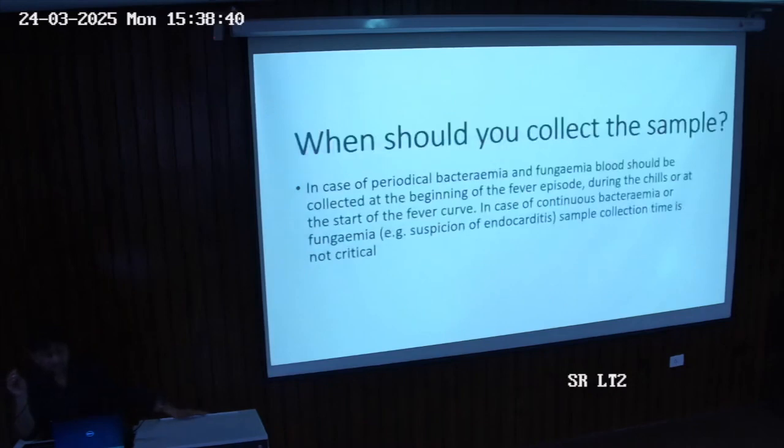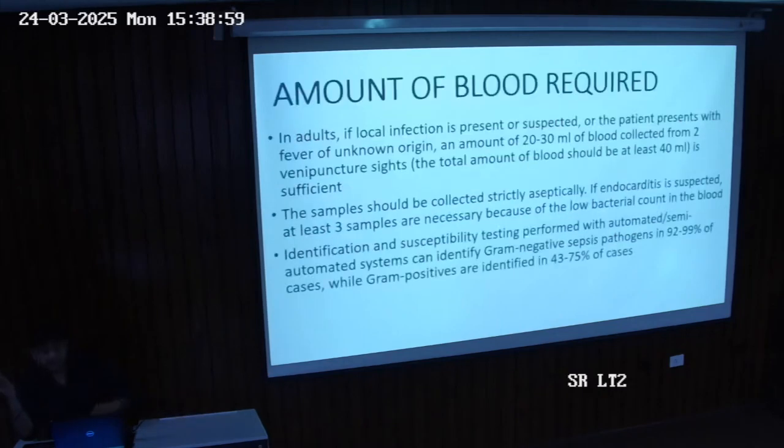When should you collect the sample? In case of periodical bacteremia and fungemia, blood should be collected at the beginning of the fever. When it comes periodically, or during the chills or the start of the fever, we collect the blood for the blood culture. Or in case of continuous bacteremia, we can collect at any time. It's better to collect the blood culture at the start of the fever.